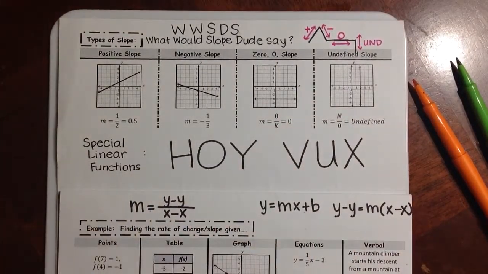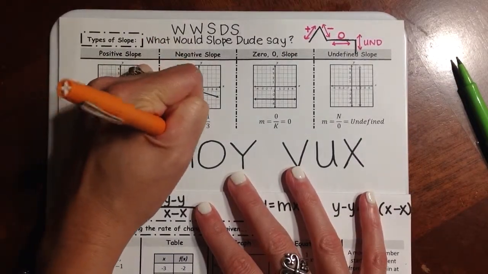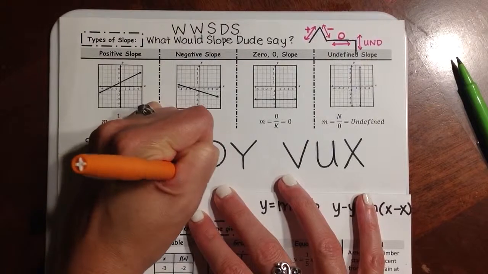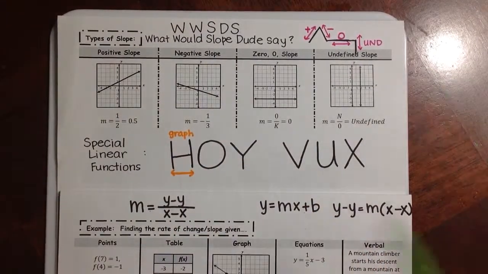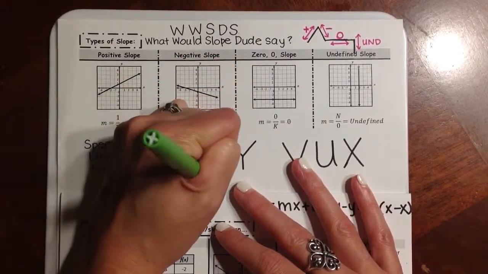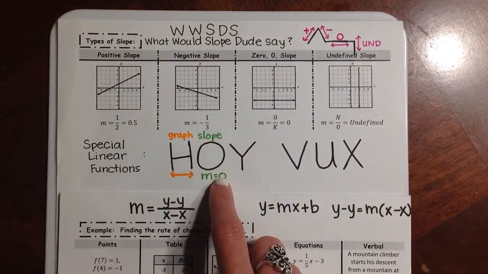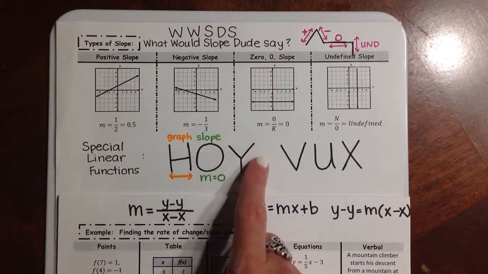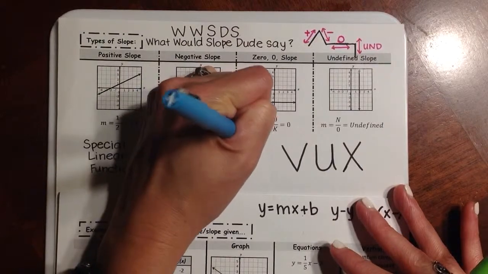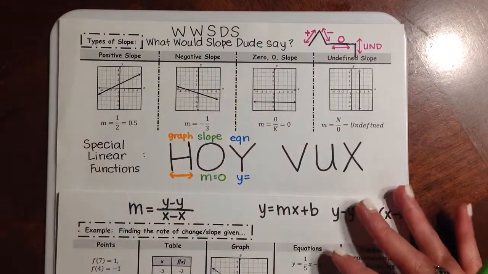And then remember your special linear equations. You've got the HOY, and remember the first letters help you remember the graph, a horizontal line. Okay, looks like that. The middle letter is to help you remember about the slope. And remember the slope of every horizontal line is m equals 0. So really that O in HOY is to help you remember that the slope is 0. So we've got the graph, the slope, and then the third letter in HOY is to help you to remember the equation, or how to write the equation of a horizontal line. And that's going to be y equals, okay?